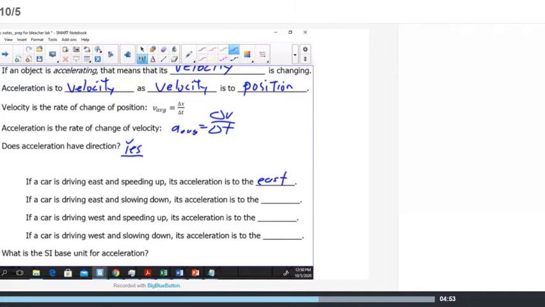Now, if our car is heading east and it's slowing down, which direction is our change of velocity this time? Now our velocity change is going the other way. So we'll say west.